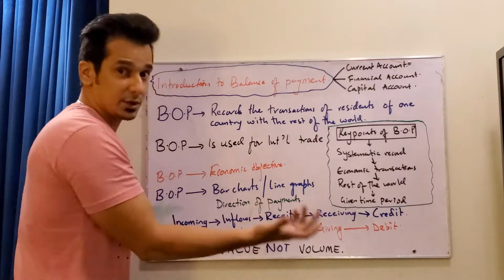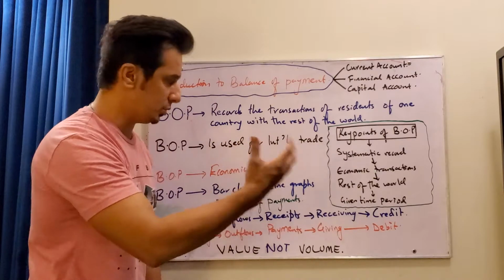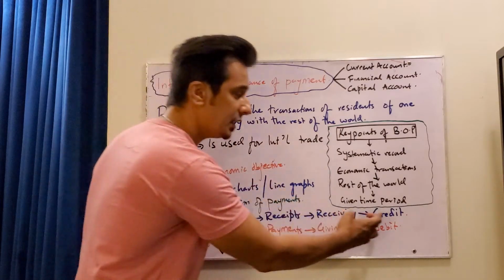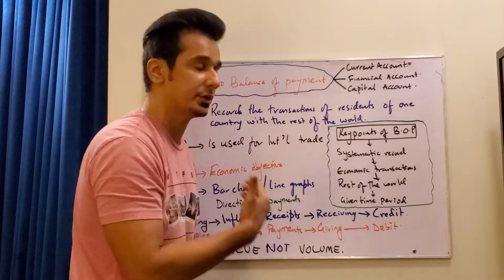We would consider it as receipts, because we are receiving the amount. So this would be treated as a credit transaction because we are receiving the amount. It's coming into the country.